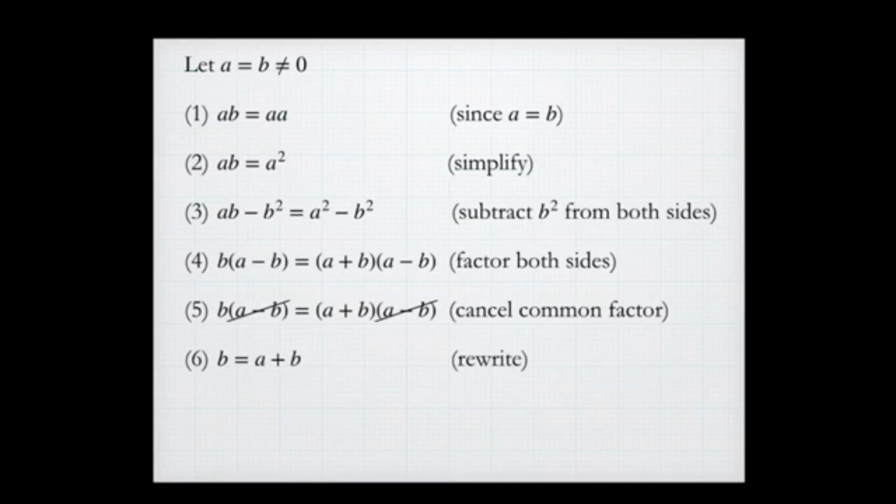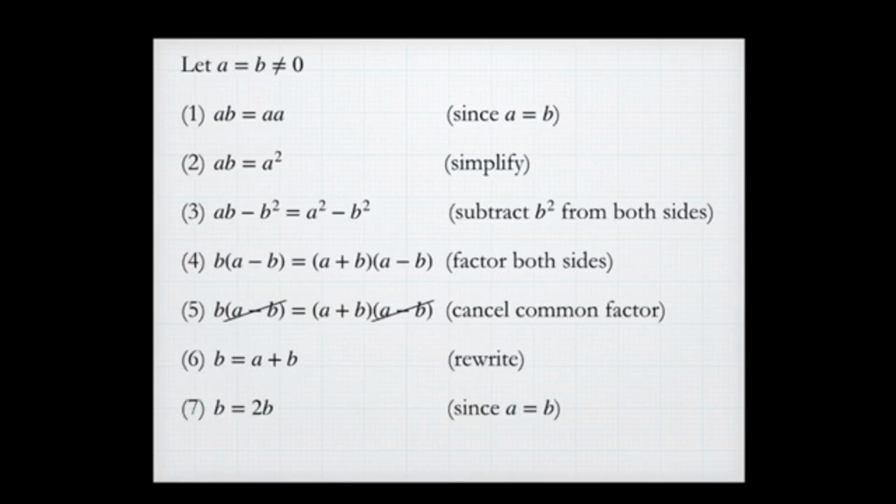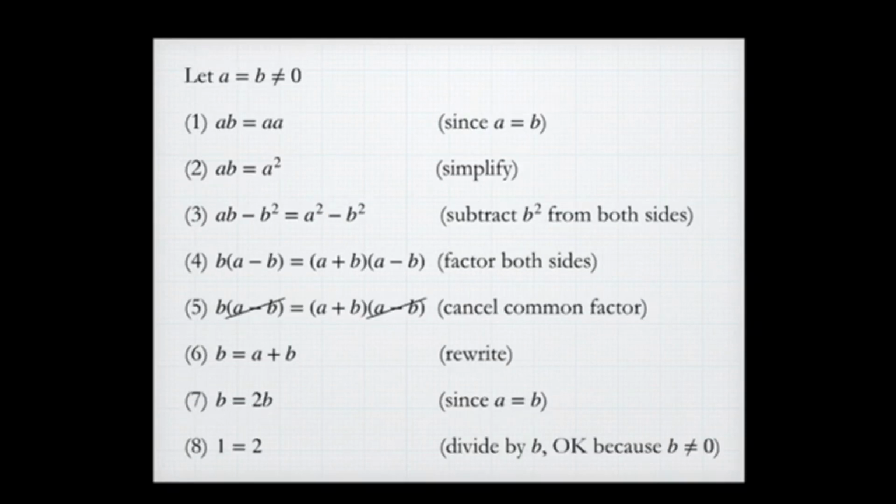But a equals b, you may recall, so a plus b is the same as 2b. So we have b equals 2b. And if we divide by b, which we can do because b is not 0, we get 1 equals 2.